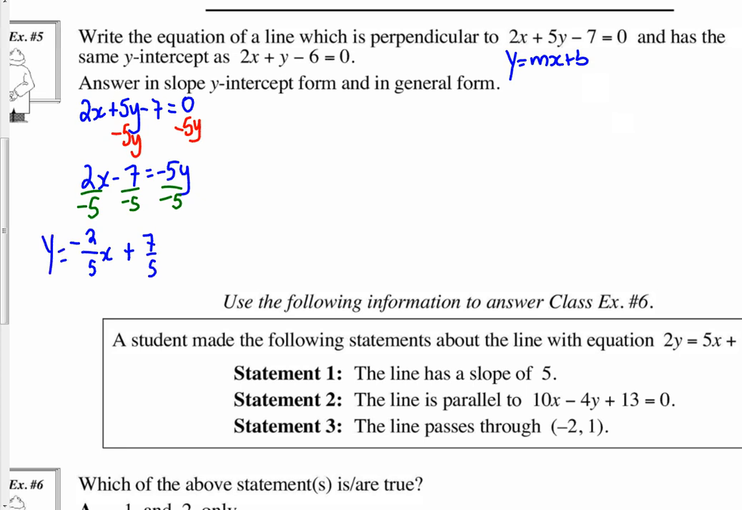Okay, what does that tell me? What did that first line tell me? You have no idea. Okay, write the equation of a line which is perpendicular to this line. Reciprocal or negative reciprocal. So this slope is negative 2 over 5, meaning our slope is what? Positive 5 over 2, right? We're perpendicular. Opposite sign and the reciprocal. Good. Okay, so now we know our slope. How do we get our y-intercept?